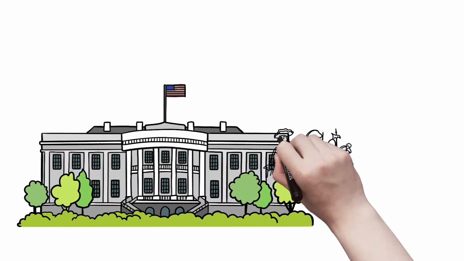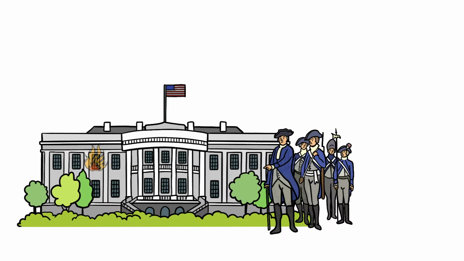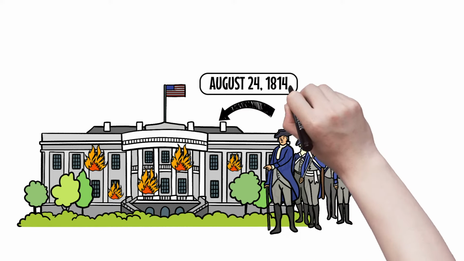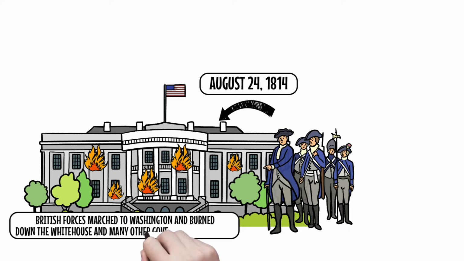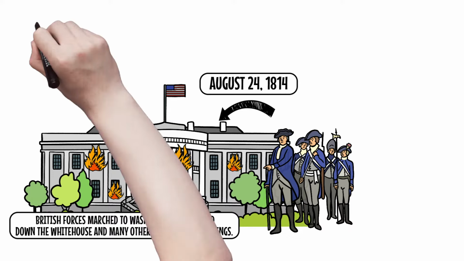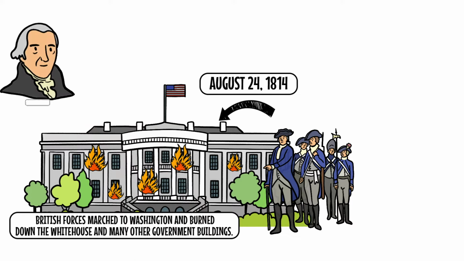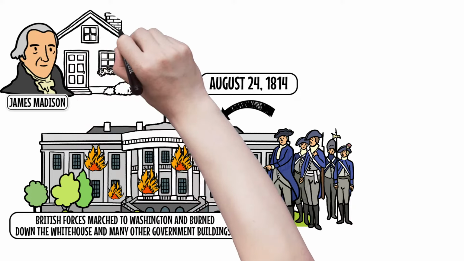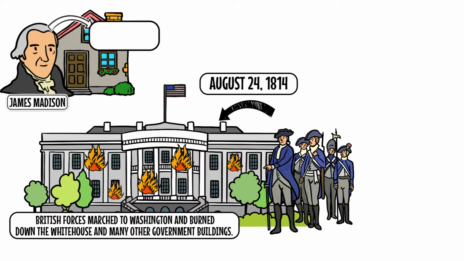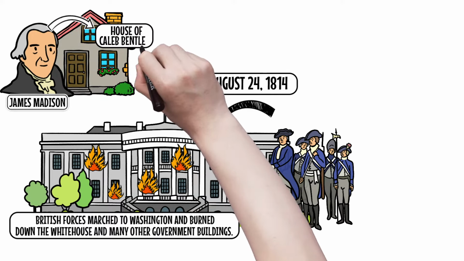Did you know that the White House burned down? That's right. On August 24th, 1814, British forces marched to Washington and burned down the White House and many other government buildings. President James Madison evacuated, spending the night in the house of Caleb Bentley, a Quaker who lived and worked in nearby Brookville, Maryland.